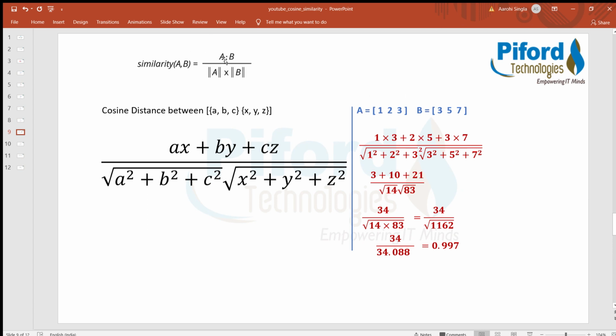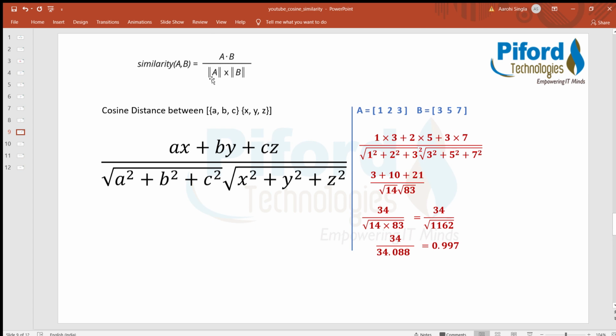Let's suppose we have two lists. This list belongs to the A variable and this is the B list. Now we want to see how much similarity there is between A and B. A into B means we want to multiply the A list with the B list. The first item of A will get multiplied with the first item of B, the second item of A will be multiplied with the second item of B, and the third item of A will multiply with the third item of B. This is what A into B is. So I have done that.